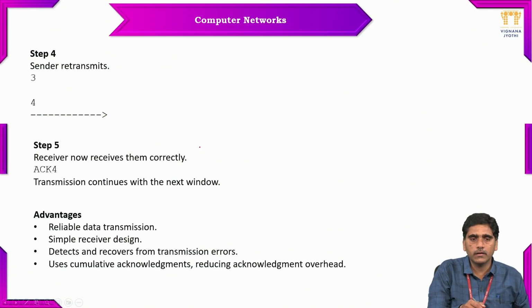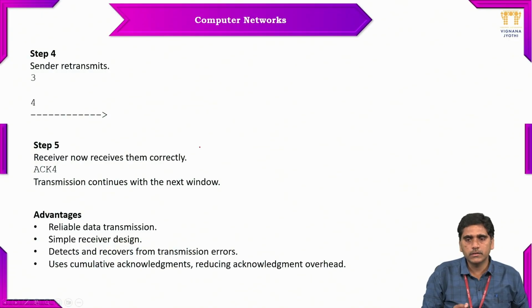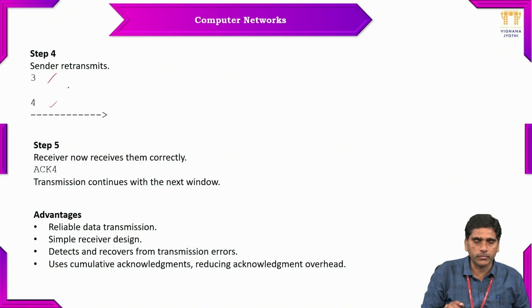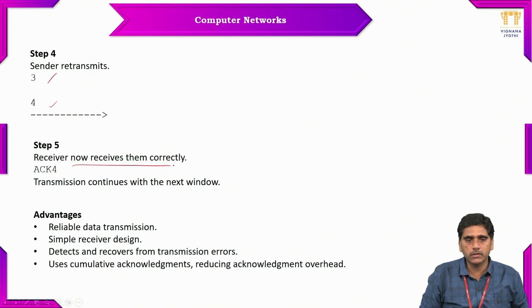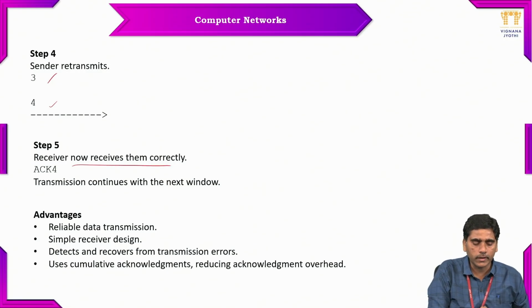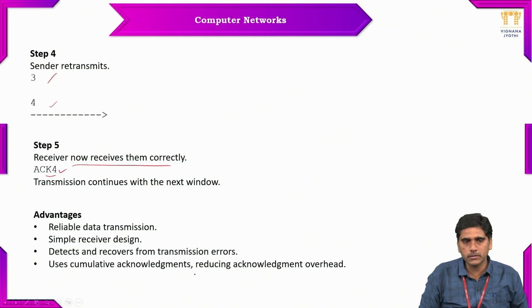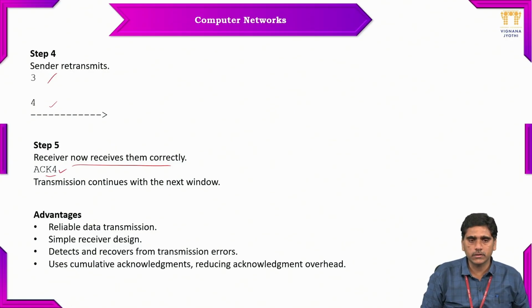And in step 4, the receiver sends an acknowledgement to the sender that up to frame 2 it received successfully. So the sender retransmits the third and fourth frames, because the receiver acknowledged that it received only up to frame 2. So please retransmit the remaining frames, from frame 3 onwards. The sender retransmits the third and fourth frames. Now the receiver receives them properly, so acknowledgement 4 is sent. That means frame 3 and frame 4 are also received successfully.